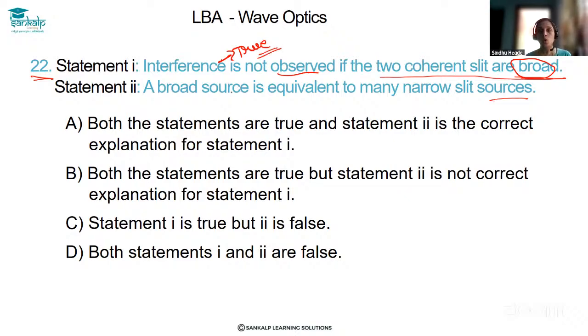Statement 2, a broad source is equivalent to many narrow slit sources. This is also true, because one broad source is equivalent to many narrow slit sources. So, statement 2 is also true. And also, statement 2 correctly explains statement 1. If a broad source is equivalent to many narrow slit sources, here we consider a broad source, we cannot observe the clear interference. So statement 2 correctly explains statement 1.